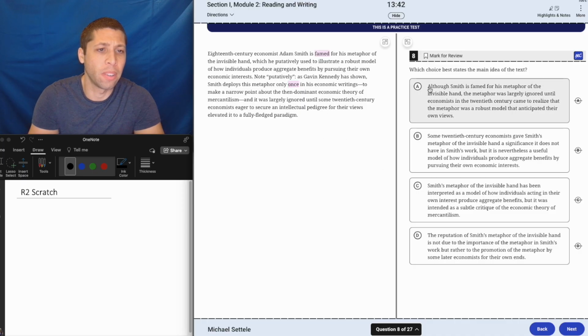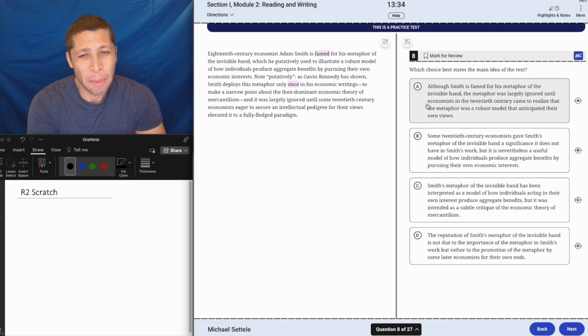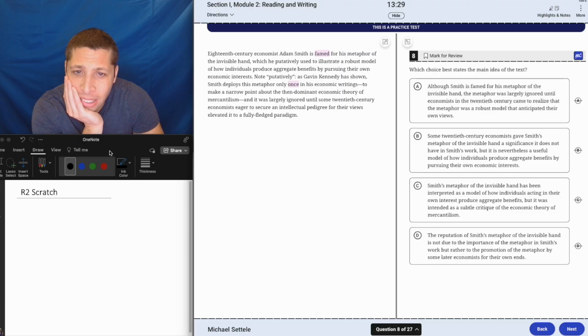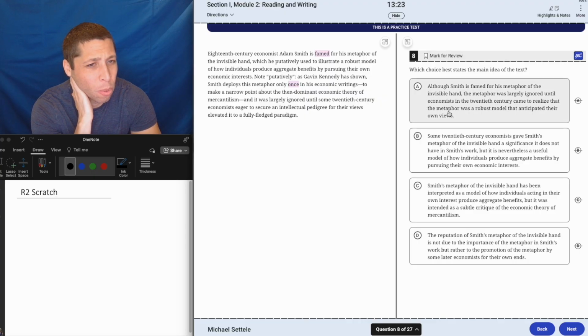Although Smith is famed for his metaphor of the invisible hand, the metaphor was largely ignored until economists in the 20th century came to realize that the metaphor was a robust model that anticipated their own views. Maybe, I don't think they're saying it's robust. They're eager to secure an intellectual pedigree. They're using it to make themselves sound smarter. So that's not quite the same. Some 20th century economists gave Smith's metaphor of the invisible hand a significance it does not have in Smith's work, but it is nevertheless a useful model of how individuals produce aggregate benefits by pursuing their own economic interests. Well, it doesn't sound like they're saying it's useful, right? They're saying it's a very narrow point. That sounds bad.